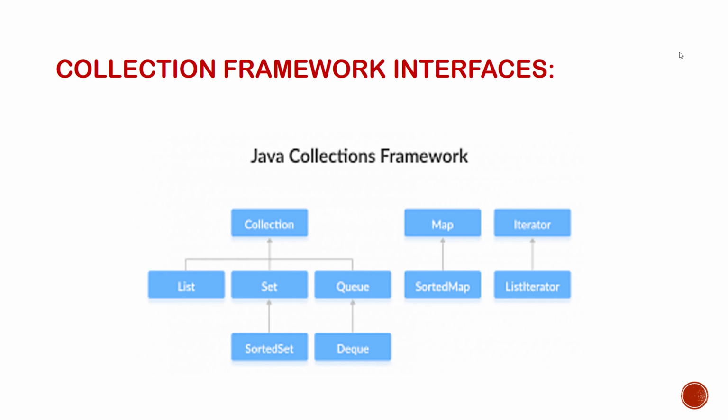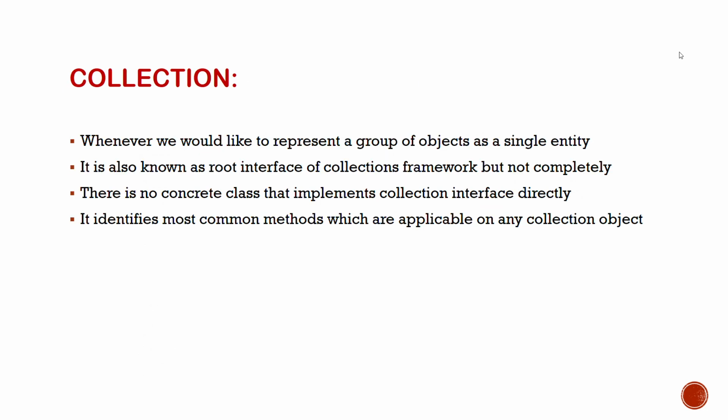Collection is basically divided into three, that is list, set and queue. Again, set has sorted set and queue has deque. Map has sorted map, and iterator has list iterator. So what is collection? Whenever we would like to represent a group of objects as a single entity, we use it. It is known as the root interface of collection framework, but not completely. There is no concrete class that implements collection interface directly. It identifies most of the common methods which are applicable to any collection.